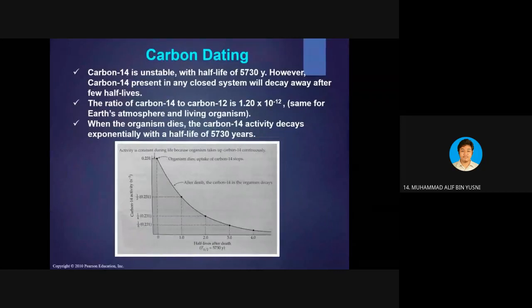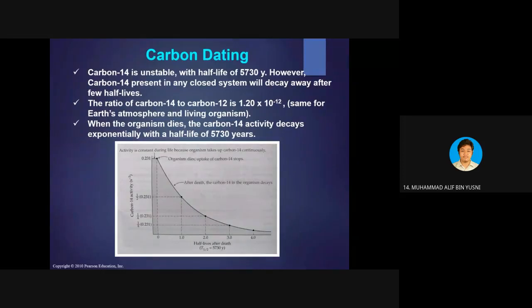Okay, for carbon dating, carbon-14 is an unstable isotope with a half-life of 5730 years. However, carbon-14 present in any closed system will decay away after a few half-lives. So the ratio of carbon-14 to carbon-12 in Earth's atmosphere and living organisms is 1.2 times 10 to the negative 12. They are the same. When the organism dies, this carbon-14 activity will decay exponentially with a half-life of 5730 years.